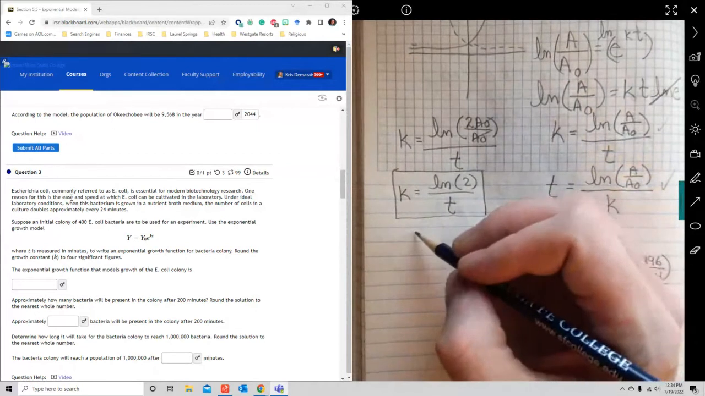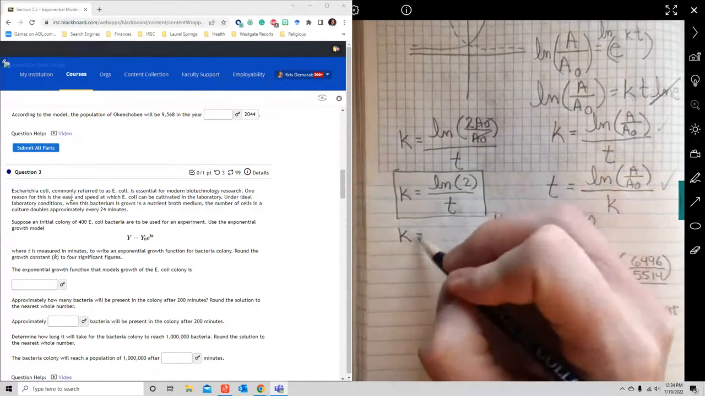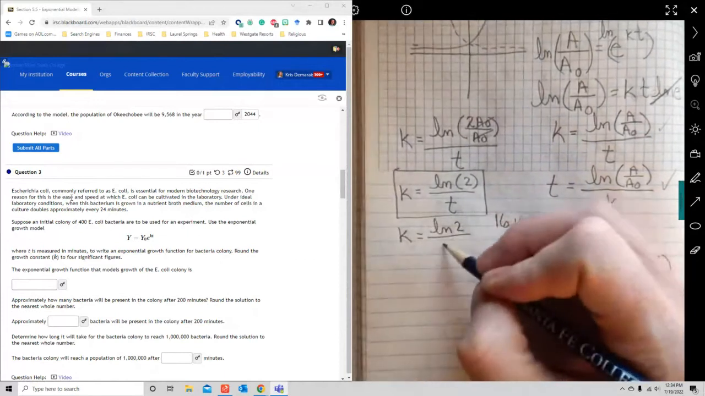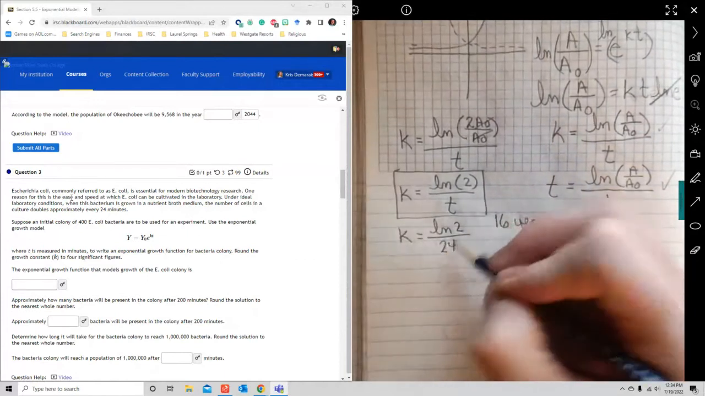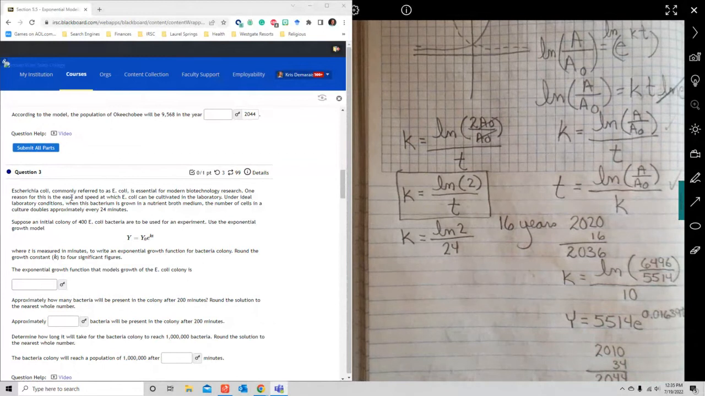Now what we want to do is put in our pieces again. We're trying to find k. It's going to be the ln of 2 divided by 24 minutes. We know that this is dealing with minutes, because later on it says 200 minutes. They're going to keep everything in respect to minutes, not years. Time is measured in minutes in this particular function.